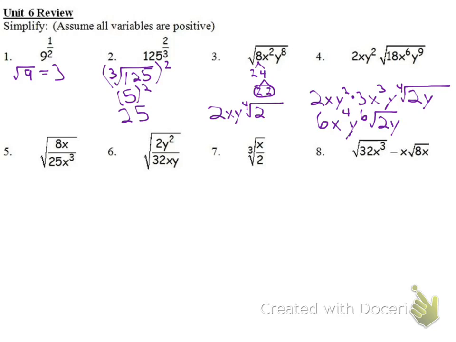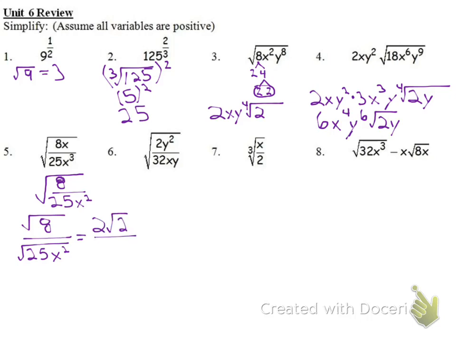For number 5, I'm going to simplify before I deal with the radical, because 8 over 25, well, those are going to stay the same. I can't reduce those two values, but what I can simplify are the x's, because I have x on the top, x cubed on the bottom. I have 2 more x's on the bottom, so that'll simplify. Now when I apply the square roots separately, I have the square root of 8 over the square root of 25x squared. Square root of 8, I can take a set of 2's out, so that'll be 2 root 2. And then square root of 25 is 5, square root of x squared is x, so my answer is 2 root 2 over 5x.